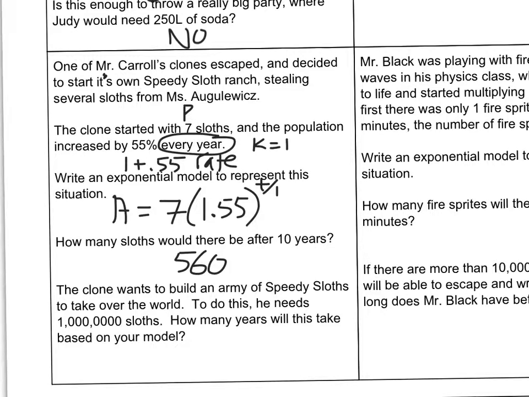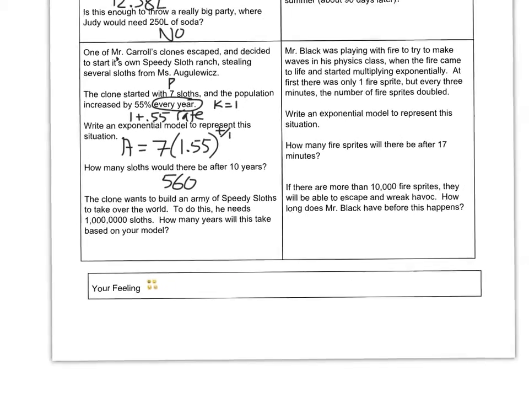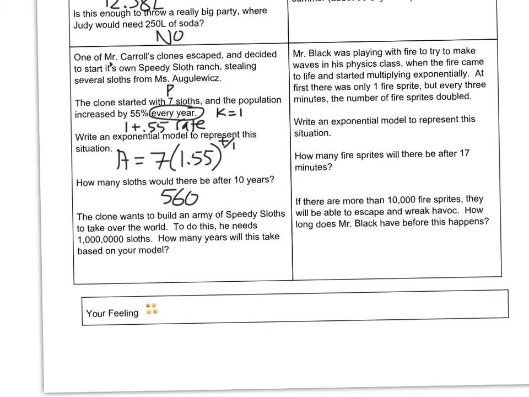So we want an army of speedy sloths, and to do that, he needs 1 million of them. 10 years only had 560. I think this might be kind of problematic and not so good for Mr. Carroll's clone to take over the world. But let's just kind of see what this would look like. I'm going to try a guess and check method first. So 7 times 1.55. 10 was what we did.